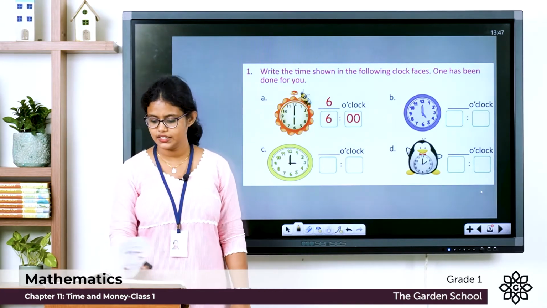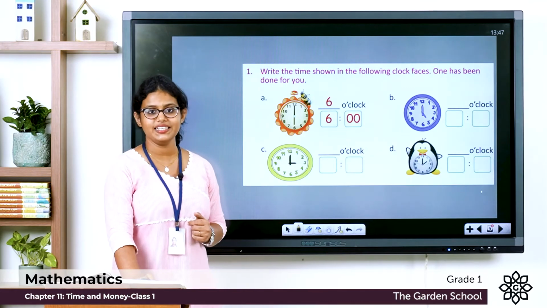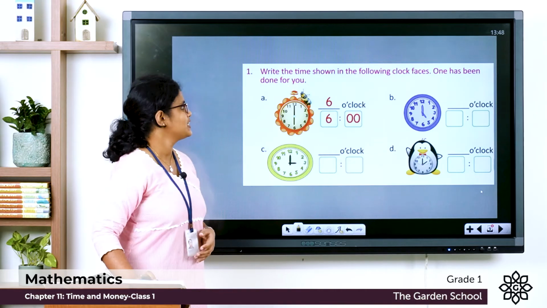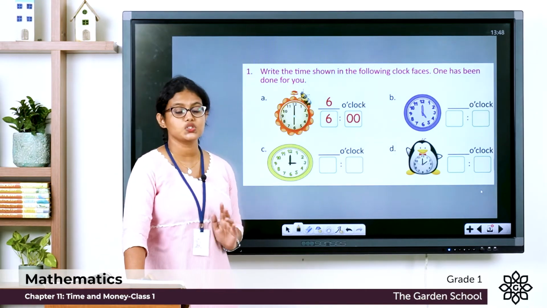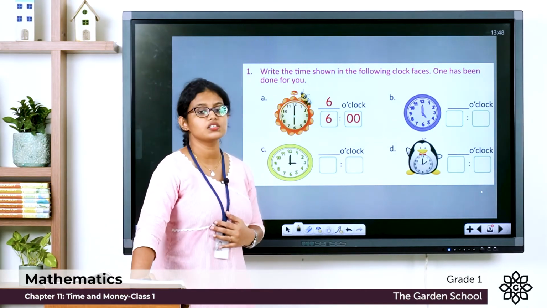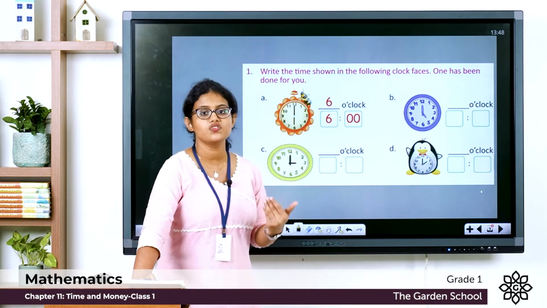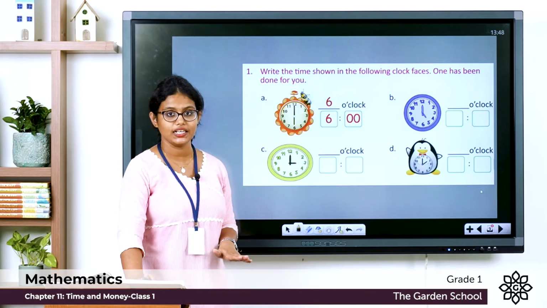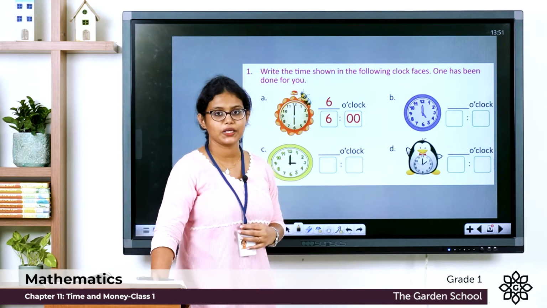Then take page number 159. We have some questions based on the topic clock. Here what you need to do is write the time shown in the following clocks. Fine? The first one is already done. So let's move to the second one.